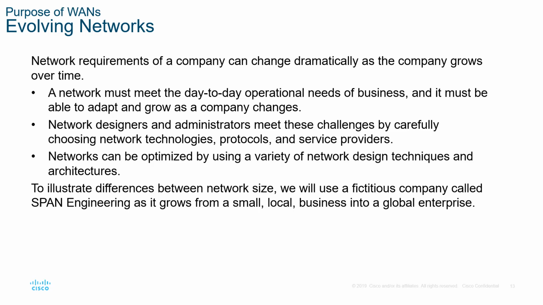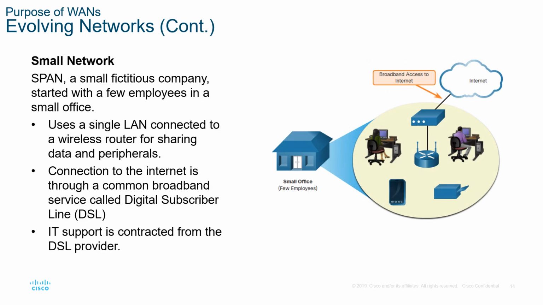Lastly, the network can be optimized by using a variety of design techniques and looking at current and future architecture designs of the network. Cisco outlines the proper way to design a network, and they outline each of the steps to future-proof it, thus ensuring that your network will be able to survive even in the future. To illustrate the differences between the network sizes, we can also use a fictitious company. They're going to call it Span Engineering, and it grows from a small local business into a global enterprise. We're going to see that throughout the next several slides.